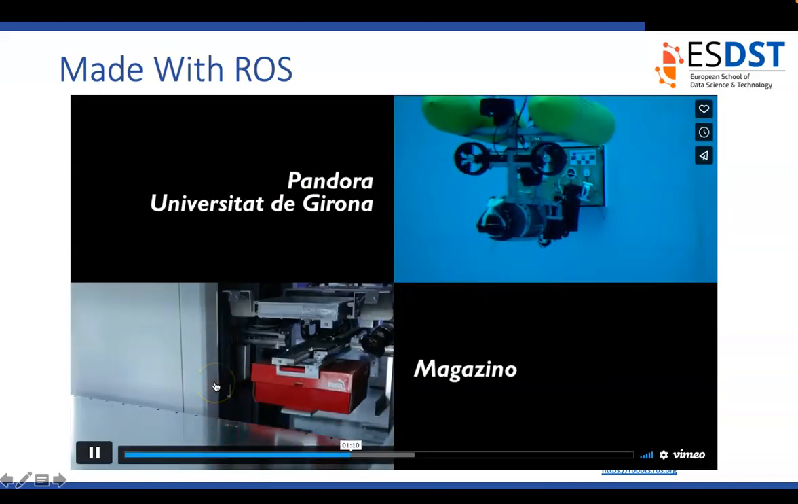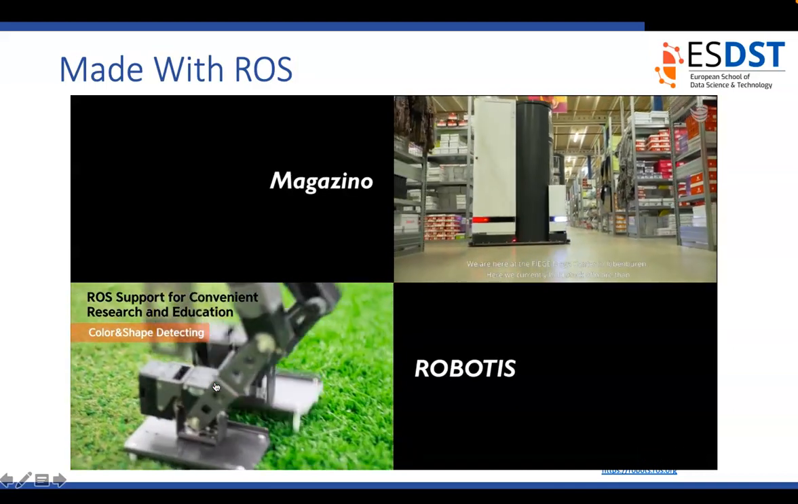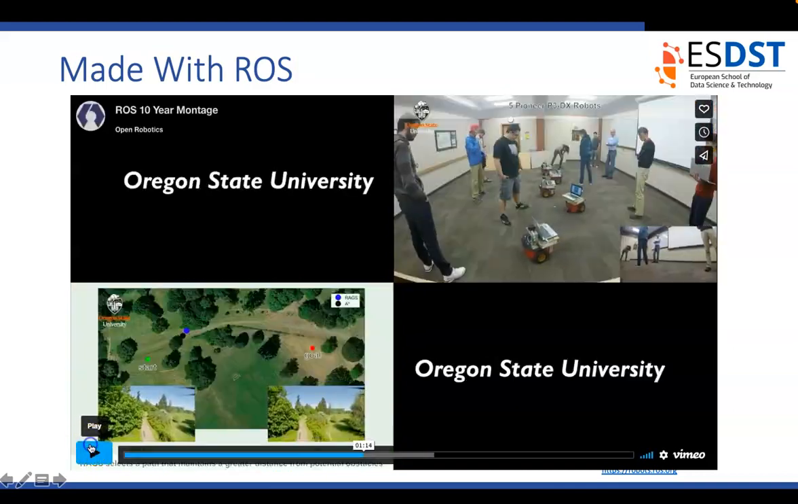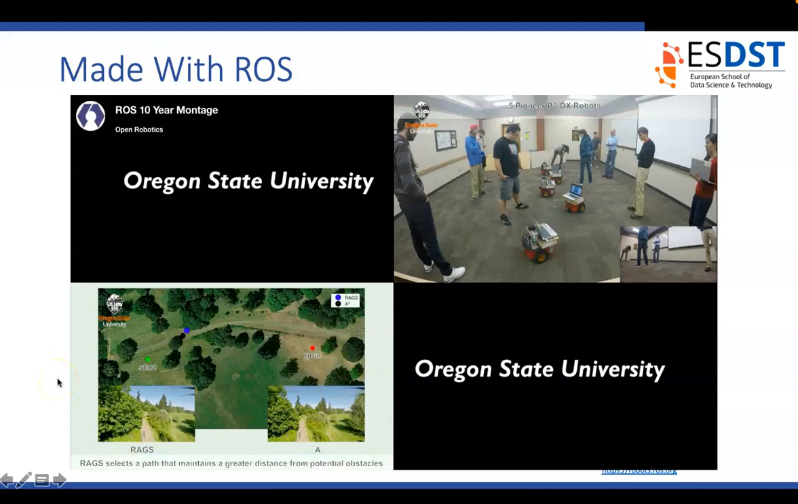This is Magazino, a company in Munich. Okay, I will share the link if you want to know. I just wanted to show you how big ROS is, what its potential is, and why we should learn ROS in general. Why not? Because it saves a lot of time.